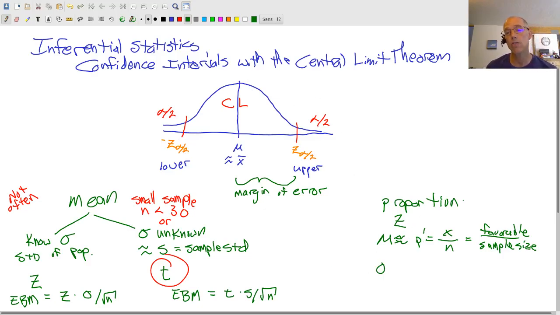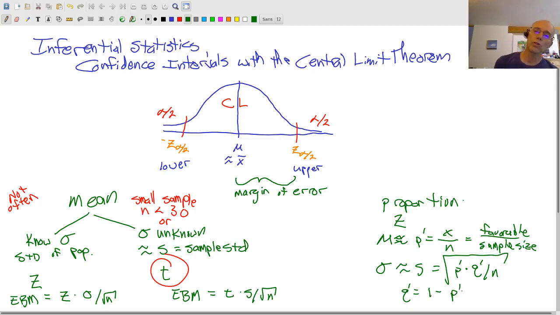The standard deviation of a proportion, sigma, we're usually going to approximate that with a sample standard deviation, and the sample standard deviation for a proportion is going to be p prime, so that x over n, times q prime, which is 1 minus p prime, divided by n, and then you have to take the square root of all of that. So that's the standard deviation for a proportion. And remember that q prime is always 1 minus p prime. Okay. So these are the majority of the formulas. The tricky thing is, how do you find the appropriate z-score?